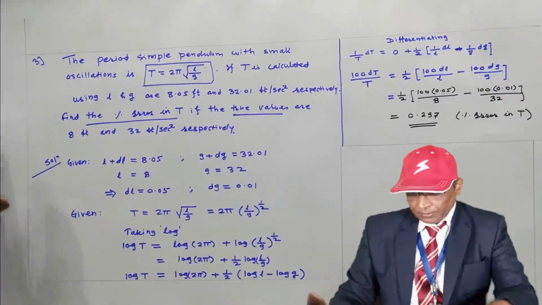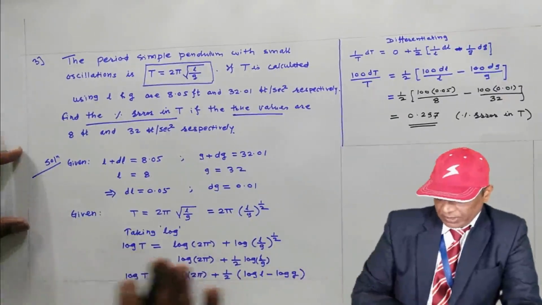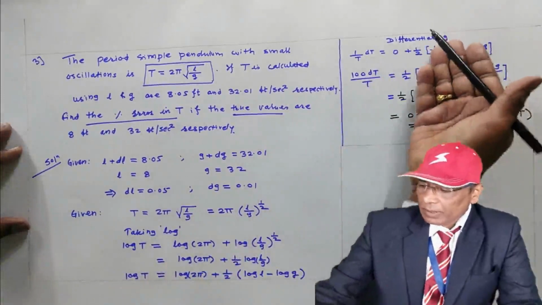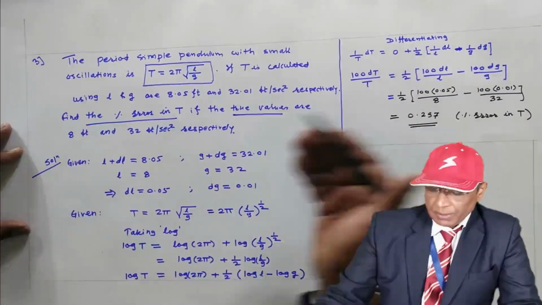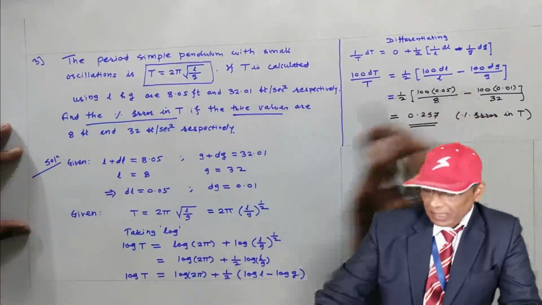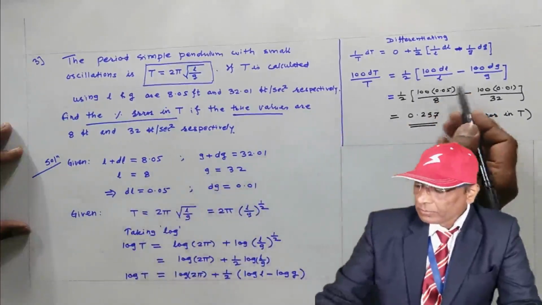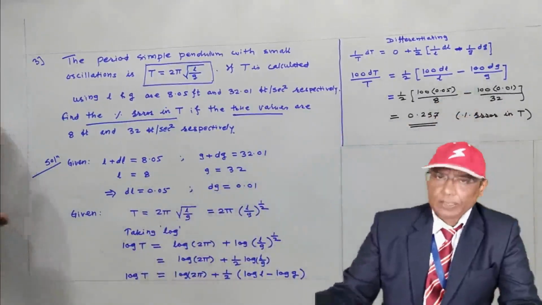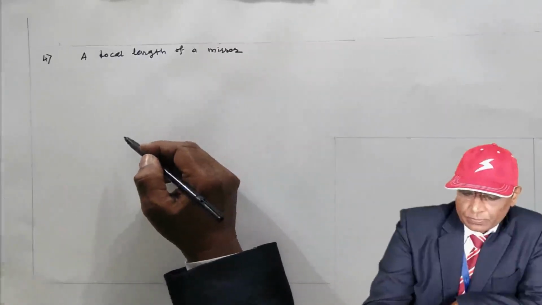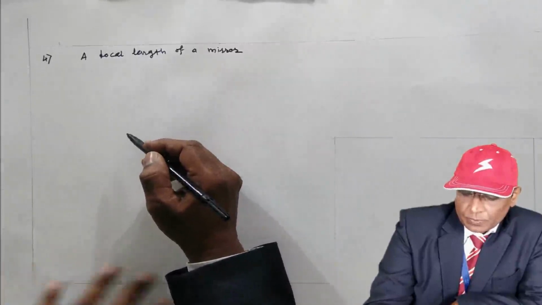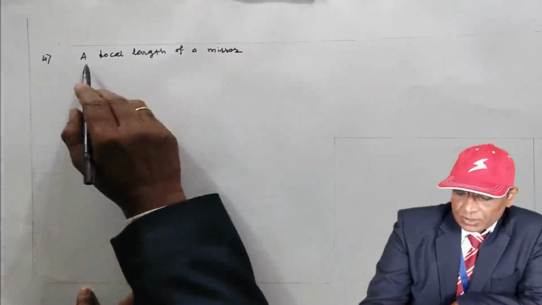It's very simple, straightforward. Taking log, differentiate it. Directly the percentage errors are not given, but the values of DL and L are known to you. That I am putting directly and I am getting the answer. This focal length which is given to you.